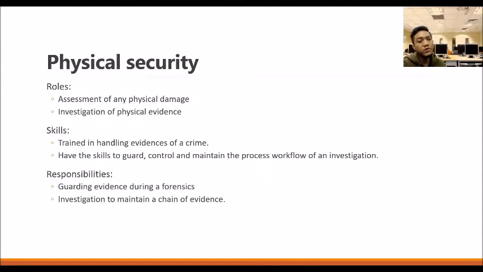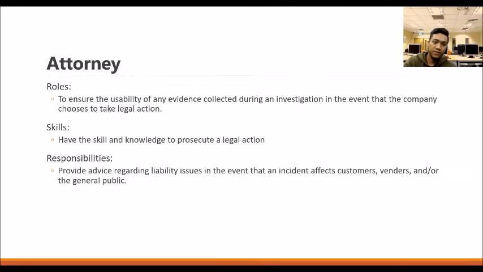The role of physical security is to assess any physical damage and to investigate the physical evidence if there is any. They must be trained in handling evidence of crime and have the skills to guard, control, and maintain the process workflow of an investigation. They also have the responsibility to guard the evidence during a forensic investigation to maintain a chain of evidence.